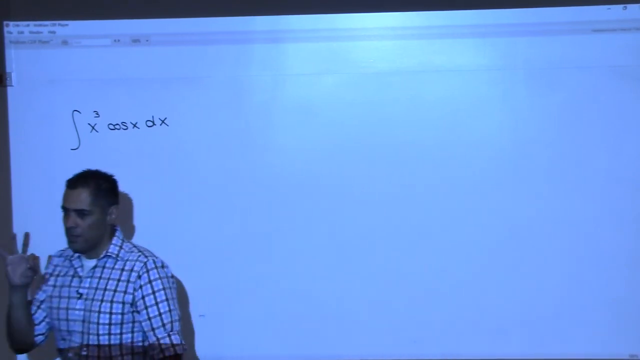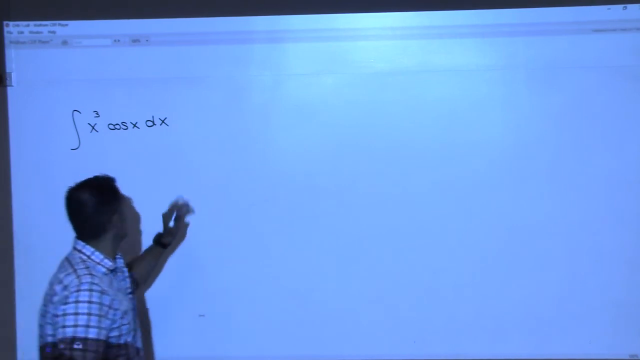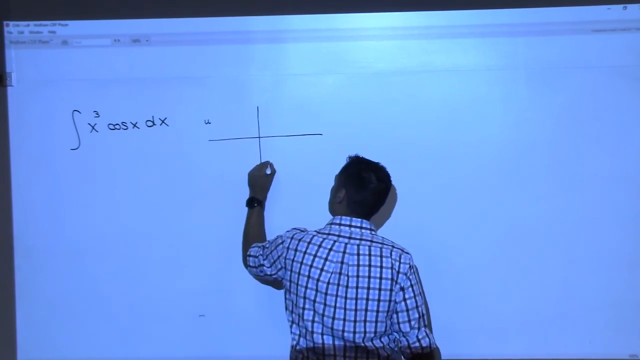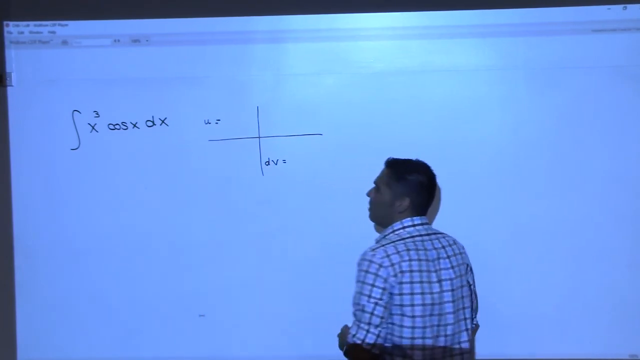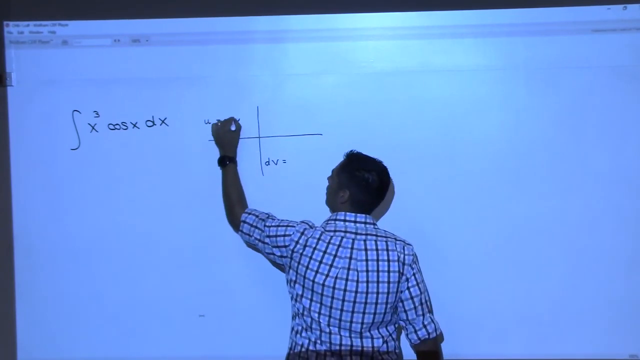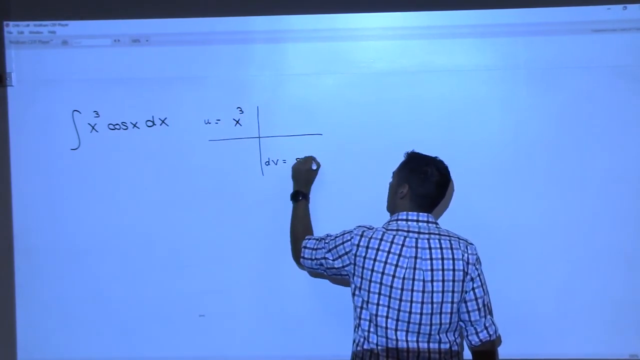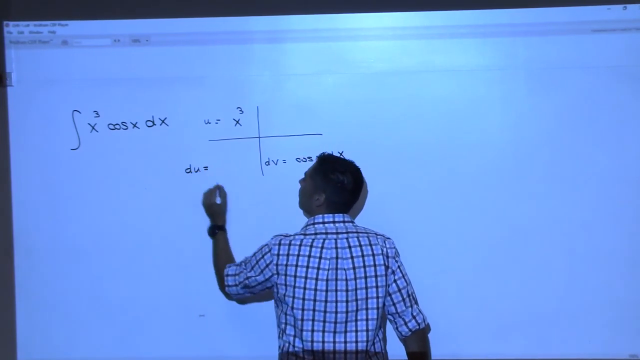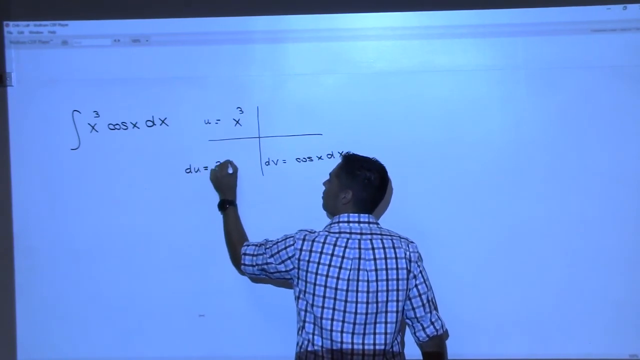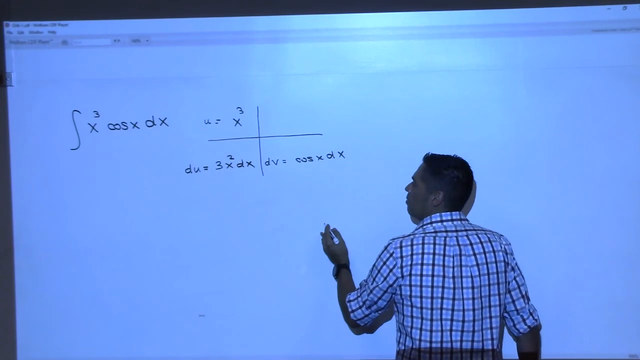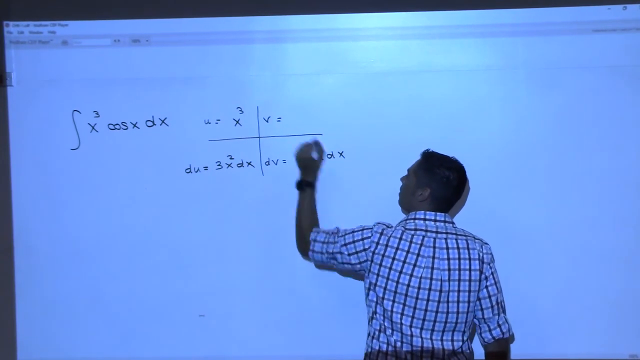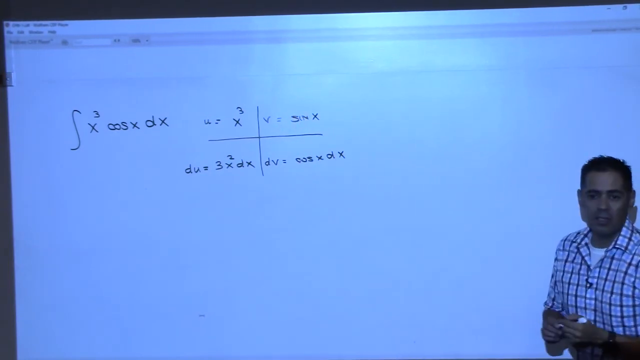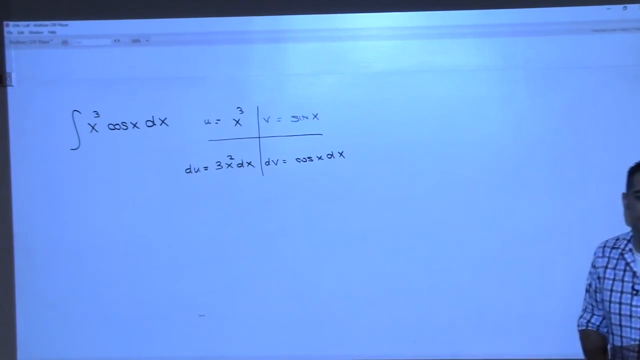It's going to take 3 iterations of integration by parts. So let me just show you. I'll get the first one going for you. How about that? u and dv. What's u going to be? x cubed. What's dv going to be? Cosine x dx. Okay, let's complete the table. What's du? 3x squared dx, right? What's v? Just sine x, right? Because we're doing an antiderivative. That good?